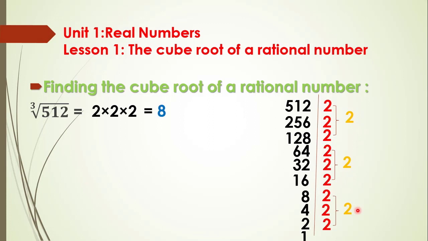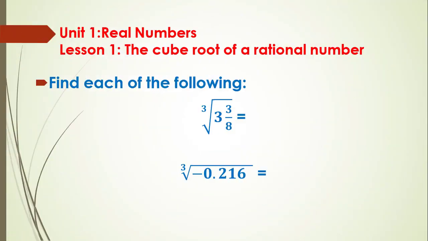So to get the cube root using factorization, the first step is to factorize the number. After that, take only one number from each 3 equal numbers. Then multiply them together. Let's take another example.